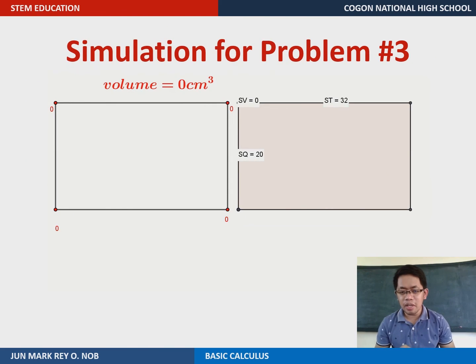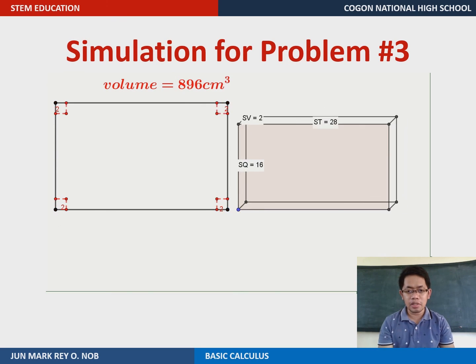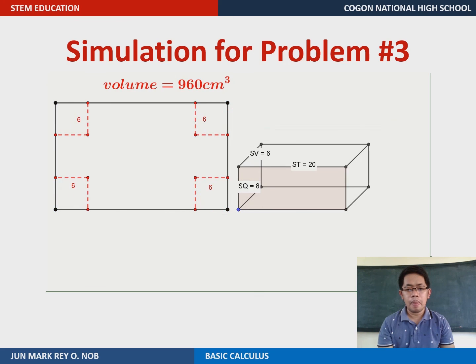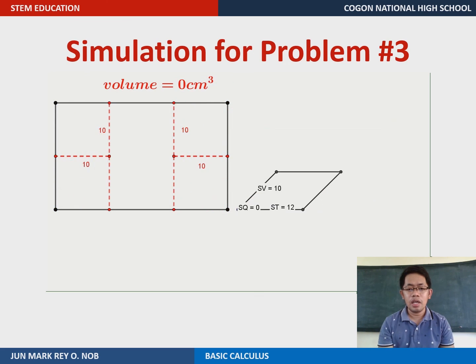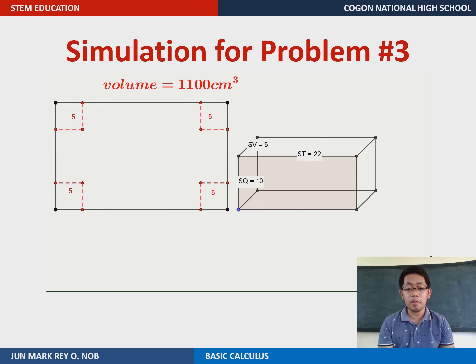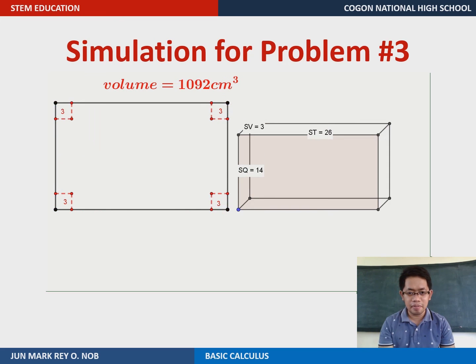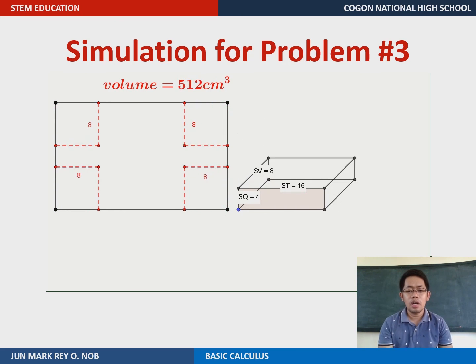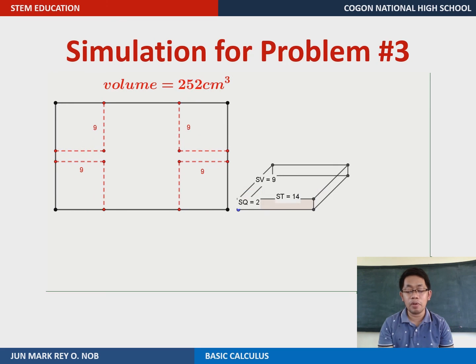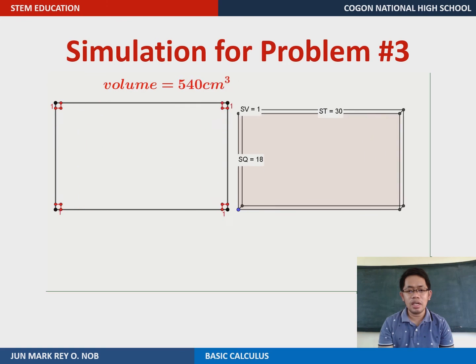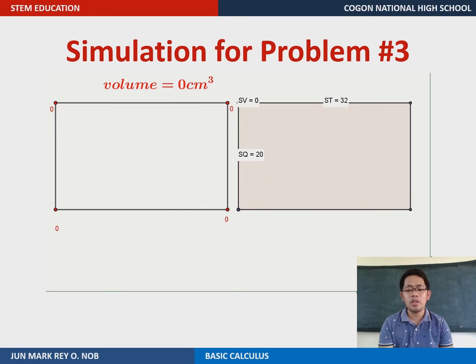Alright, so another way to answer problem number 3, or at least to verify our answer, is through digital simulation. Based on this simulation, again, it's impossible for us to form an open rectangular box if the dimension of the squares to be cut is 0 and 10. And our calculations are proven to be correct, such that the correct dimension of the squares to be cut should be 4 by 4 for the open rectangular box to attain its maximum volume at 1152 cubic centimeters.